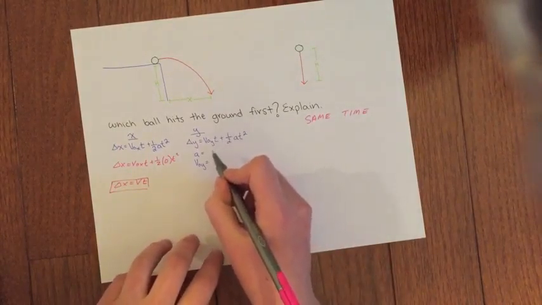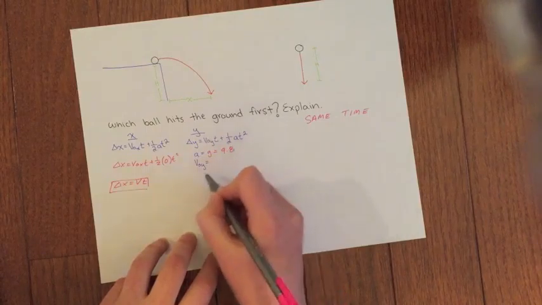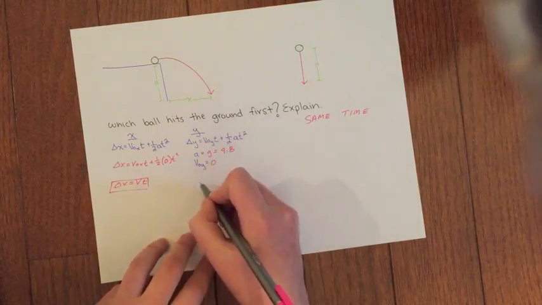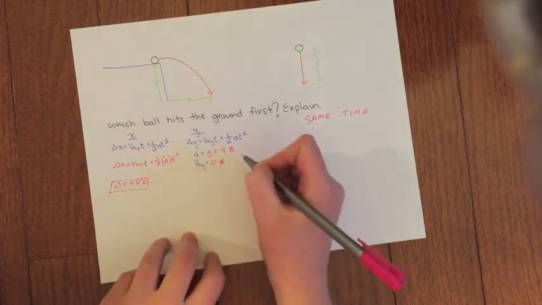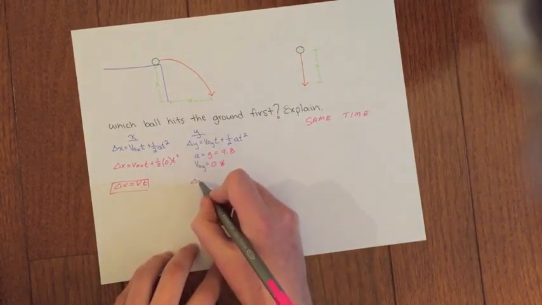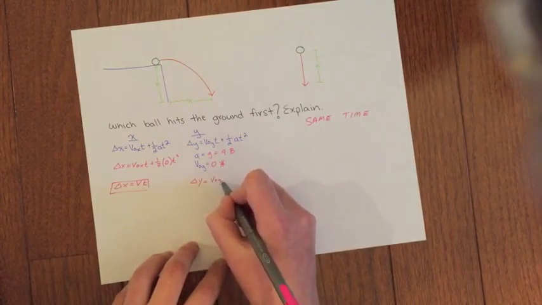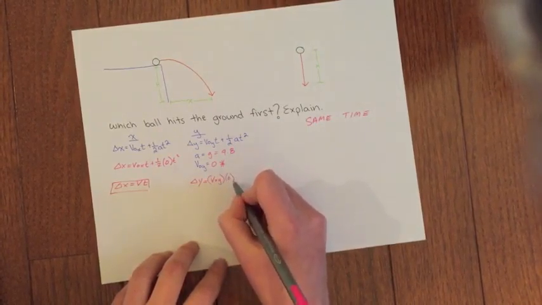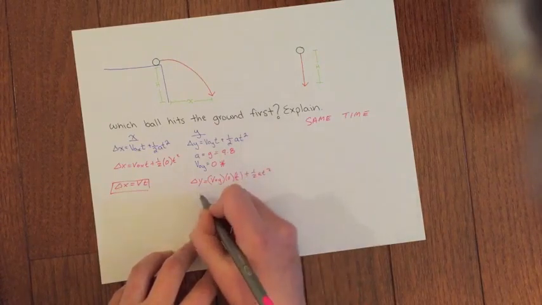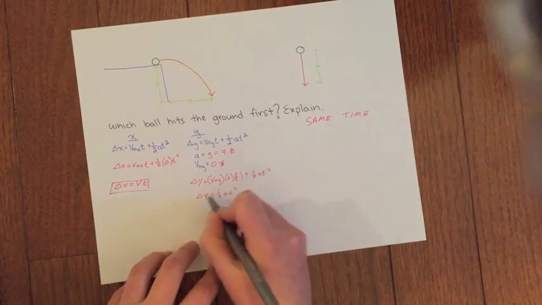For the vertical component, acceleration is gravity, or 9.8. And initial vertical velocity is always 0. This is really important for you to get horizontal projectile questions right. So the final formula is delta y equals v_oy, which is actually 0, t, plus 1/2 a t squared, or delta y equals 1/2 a t squared.